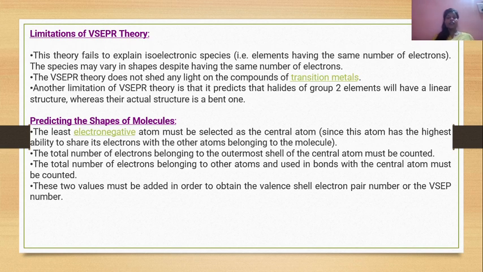Okay, that means the electrons of the central metal atom must be counted and the electrons of the side atoms must also be counted, and all the electrons must be added at the end. As a result, we can get the total number of valence electrons by counting all the valence electrons of the central atom and side atoms.